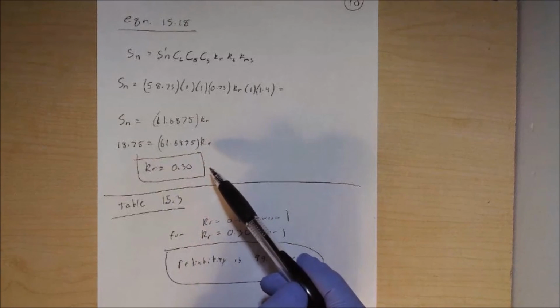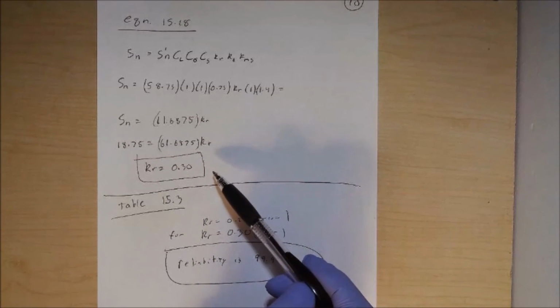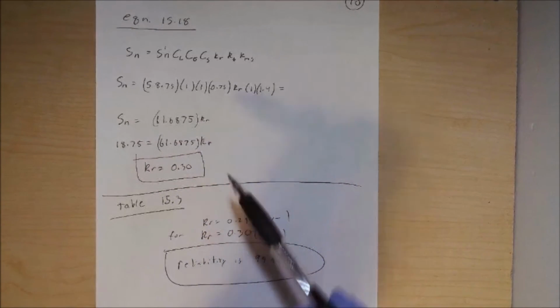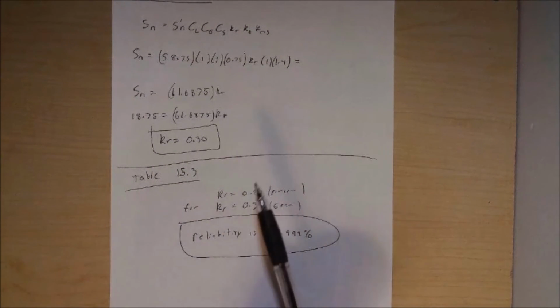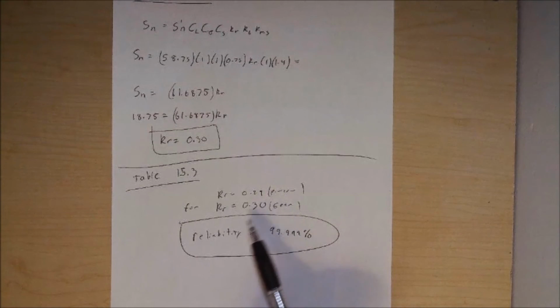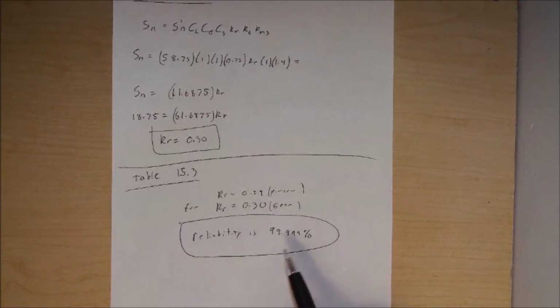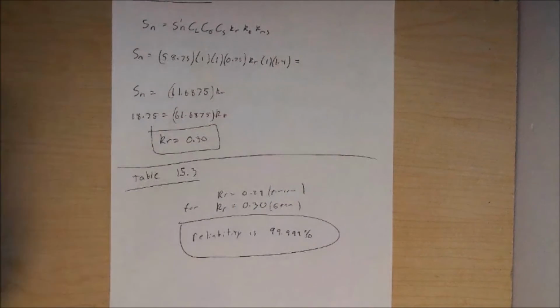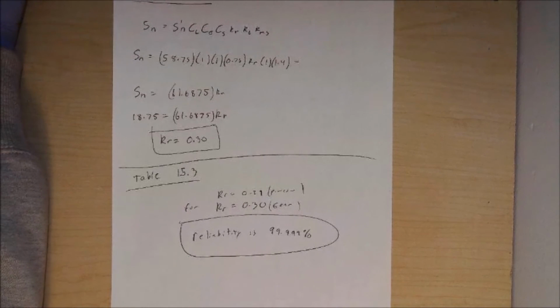So now we have a K_R for our pinion and K_R for our gear, which are very similar, 0.29 and 0.3. So now what we can do is go to table 15.3. We'll plug in these K_R values for the pinion and the gear in order to get our reliability. And we'll go there in a second. We find that our reliability is 99.999%.